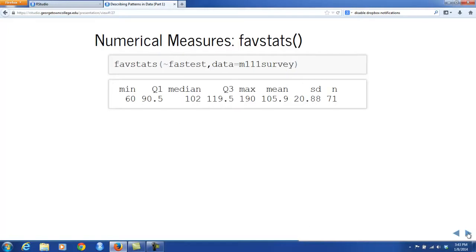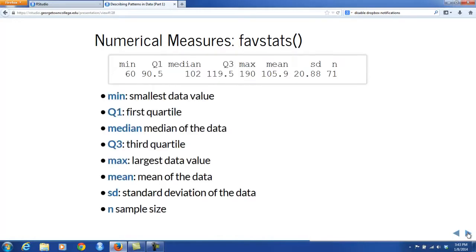So you get a number of different statistics, most of which are mysterious at this point, and we'll learn about them one by one. So you get the min, that's the smallest data value, so the slowest anyone ever drove when they were driving their fastest was 60 miles an hour. You get the first quartile, the median, the third quartile, the max, so apparently someone claims to have driven 190 miles per hour. You get the mean of the data and the standard deviation of the data, and you also get the sample size, the number of people who actually answered the question, what's the fastest you ever drove?